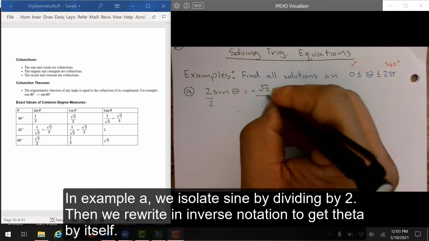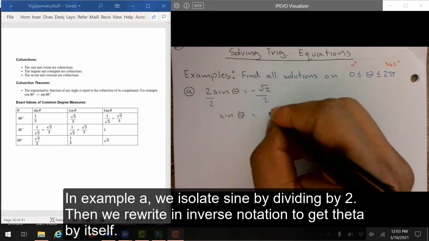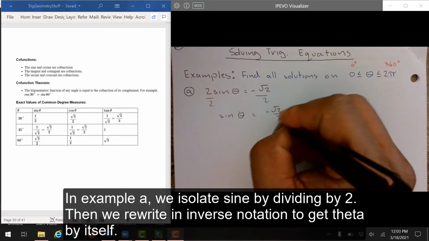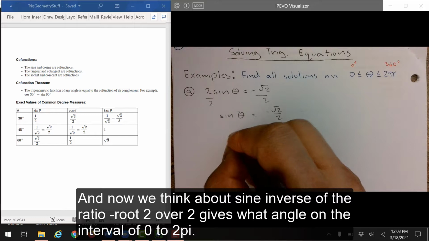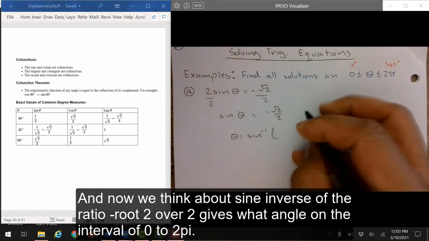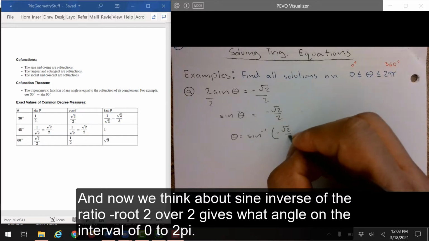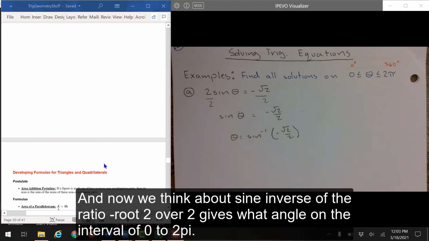In example A, we isolate sine by dividing by 2. Then we rewrite it in inverse notation to get theta by itself. And now we think about sine inverse of the ratio negative root 2 over 2 gives what angle on the interval of 0 to 2 pi.